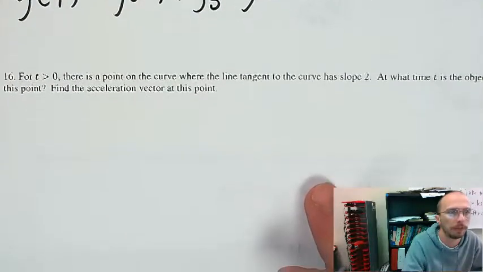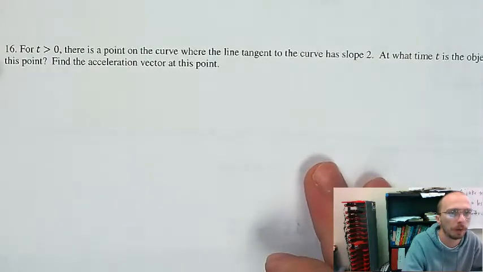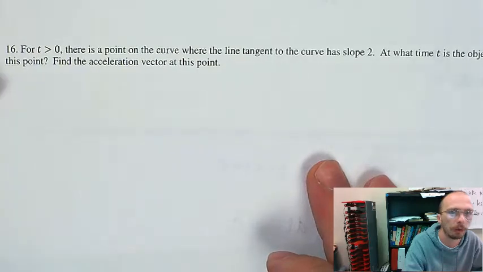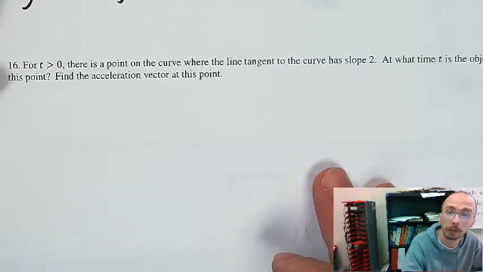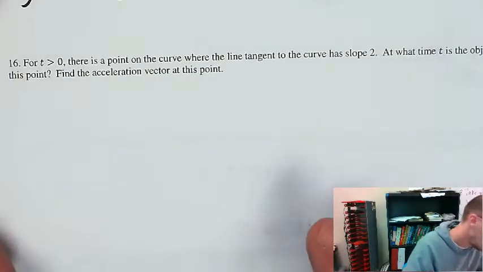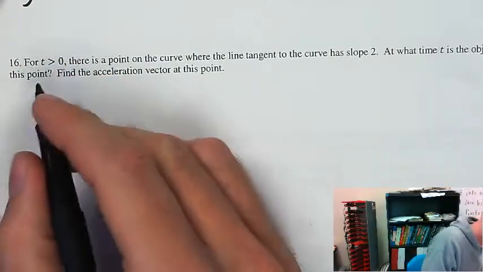For t greater than 0, there is a point on the curve where the line tangent to the curve has slope 2. Okay, so dy/dx equals 2. At what time t is the object at this point? Find the acceleration vector at this point. Okay, well, I'm sure we can do that. So let's say dy/dx equals 2.